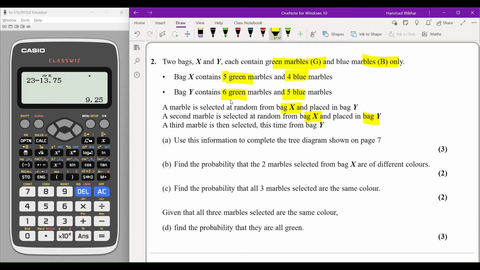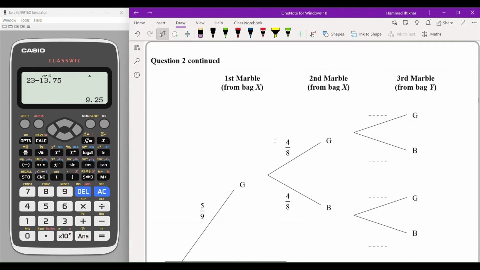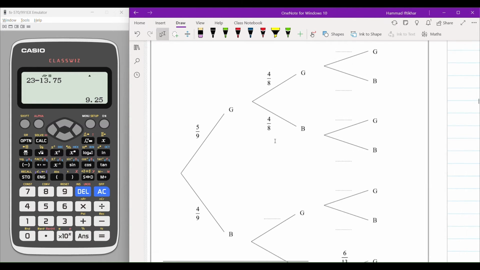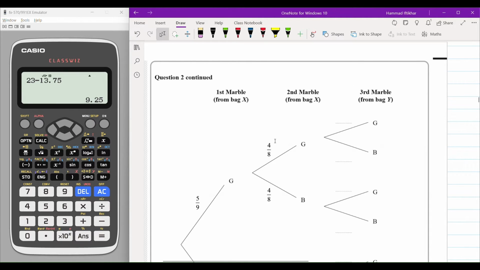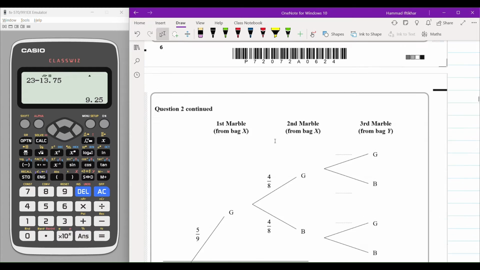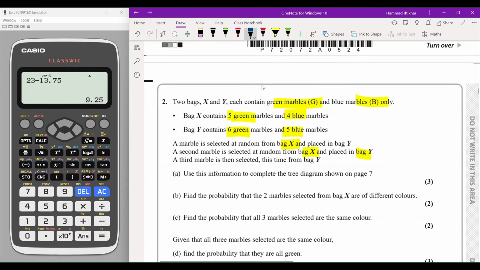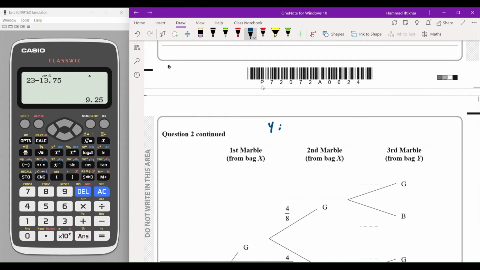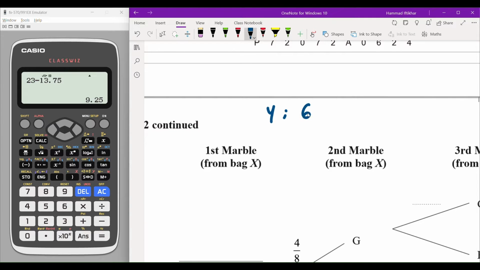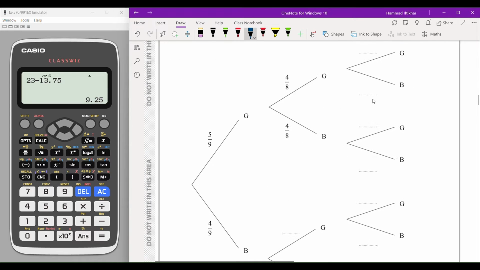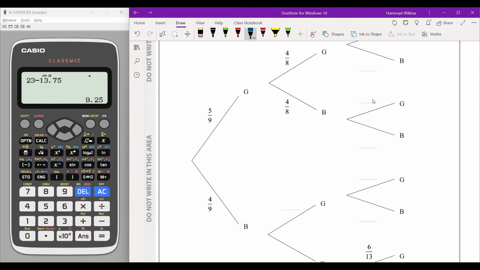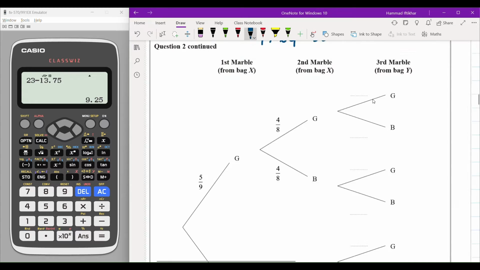Let's first write. Actually, they have given us 5 over 9 and 4 over 9, but this is for bag X. Initially, let's record bag Y also. Bag Y had initially 6 green and 5 blue marbles. They have given us the first part.